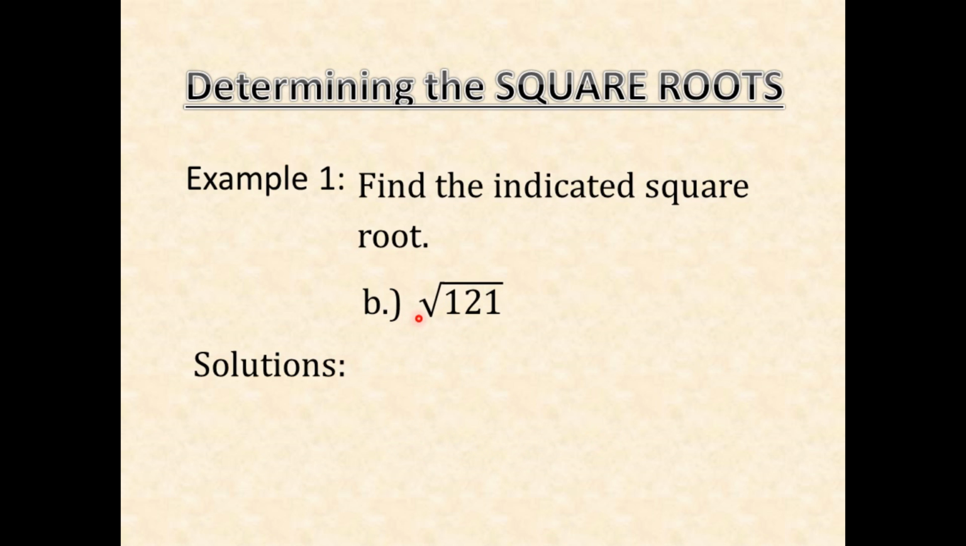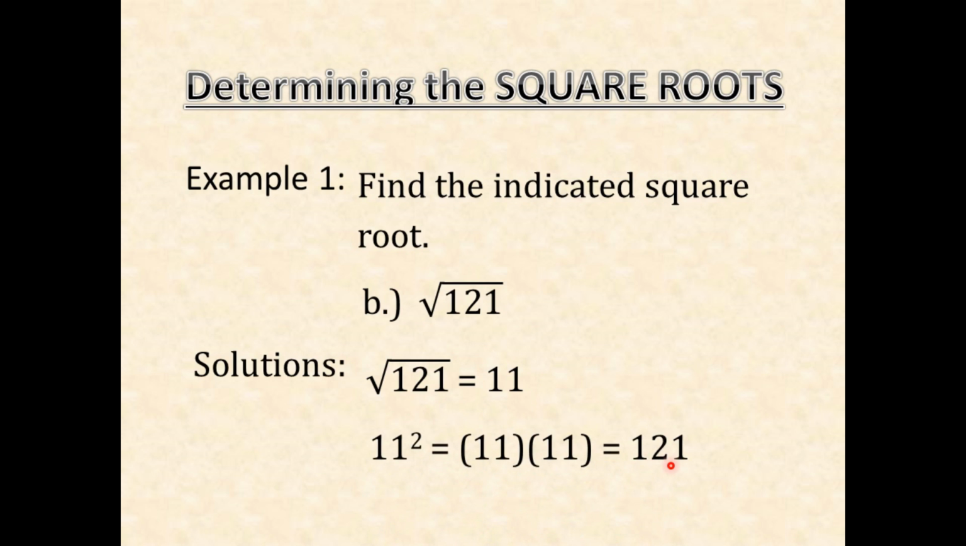Then we have here the square root of 121. The square root of 121 is 11. Since the square root is a whole number, that means 121 is a perfect square number. So 121 is the result after multiplying 11 by itself, that is 11 squared. So it is easy to extract square roots if we are already familiar with the perfect square numbers.